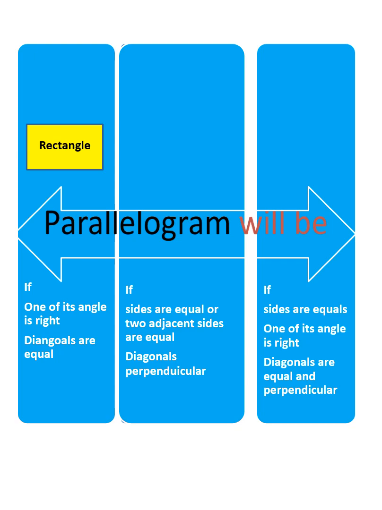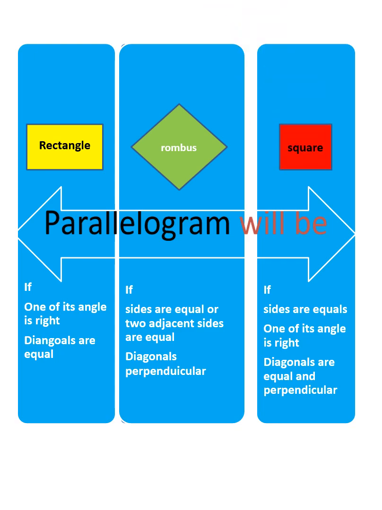A parallelogram will be a rectangle if one of its angles is right or its diagonals are equal. A parallelogram will be a rhombus if all sides are equal. We can replace all sides are equal with two adjacent sides are equal. Two adjacent sides means beside. Or if its diagonals are perpendicular. A parallelogram with equal sides is called a rhombus.